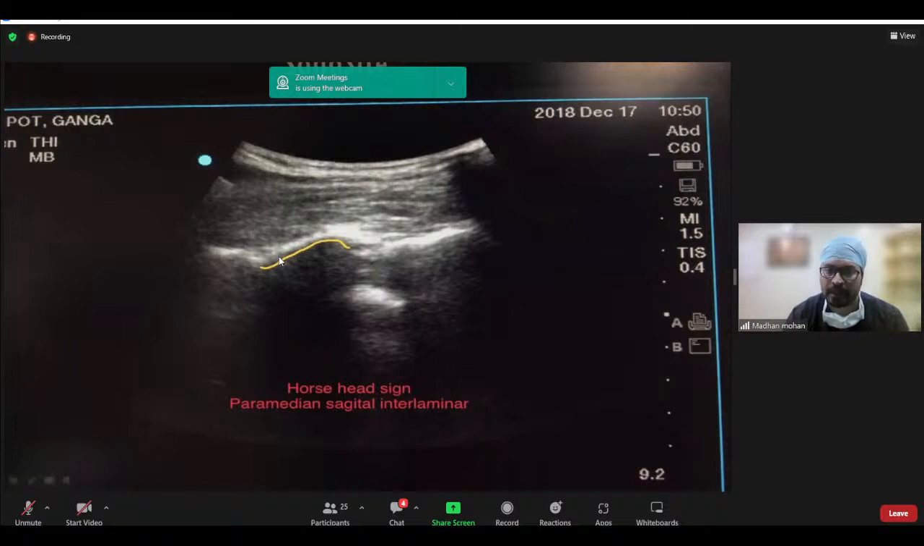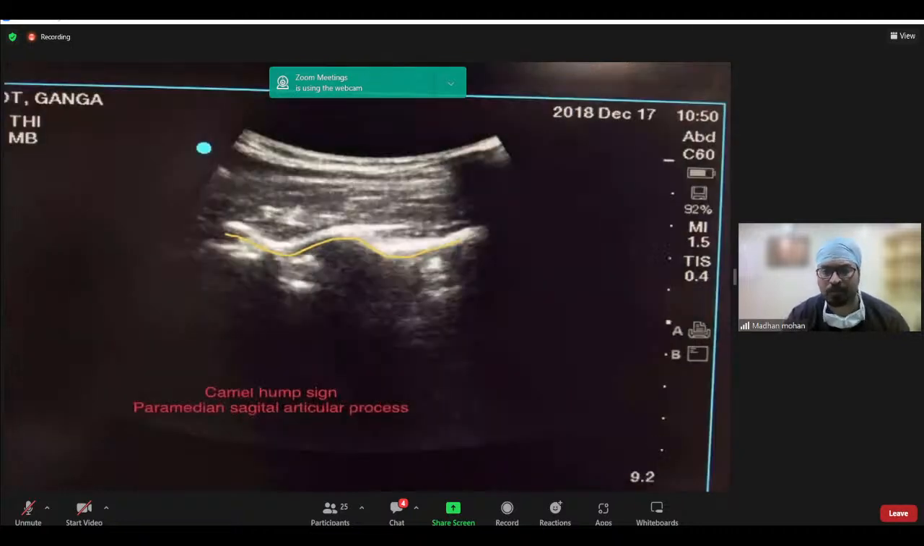As I said earlier, the laminar view will show some of the vertebral canal contents through the interlaminar space. The interlaminar space, which we dealt with a few minutes back, is going to show the vertebral canal contents. The lamina will resemble a horse head. So you can correlate the laminar line resembling a horse head. This view is also called the horse head sign view or the paramedian sagittal interlaminar view.